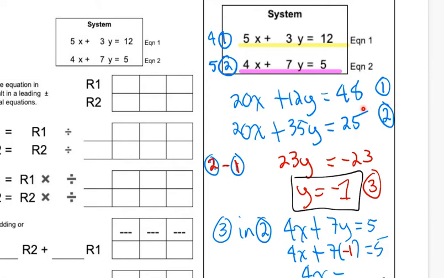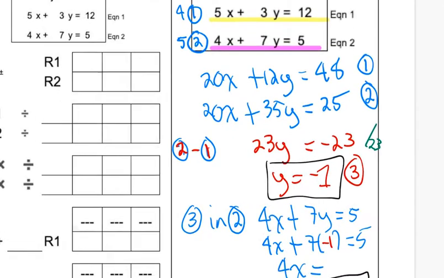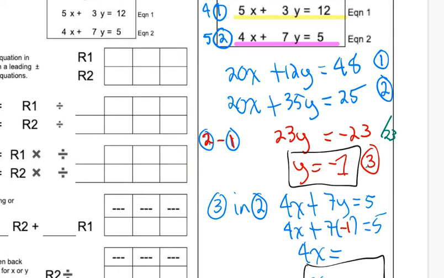So equation 2 is the second one. So 20x minus 20x, gone. 35y's take away 12y's is 23y's. 25 subtract 48 is negative 23. What do I need to do to both sides here? I need to divide both sides by 23. So when I do that, I get y equals negative 1. I call that a new equation, equation number 3.